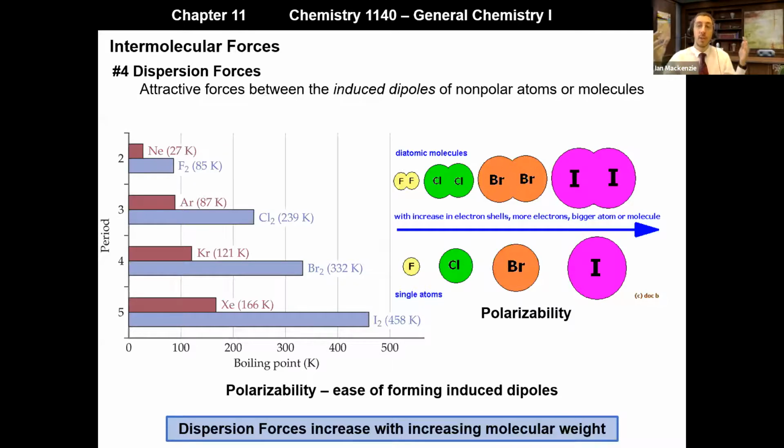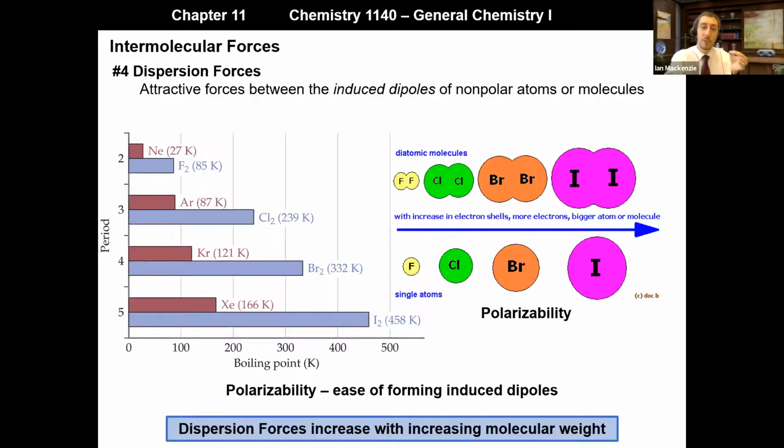The more electrons that you have, generally illustrated by increasing molecular weight, because as we increase the atomic weight of the individual atoms, that increases by increasing the number of protons and electrons. So I have more electrons present. So as I increase the number of electrons that I have, I can increase the magnitude of the dipole that I can induce and the ease of forming that dipole. If I have a big cloud of electrons, then it's much easier to deform that than if I have just a very small one.